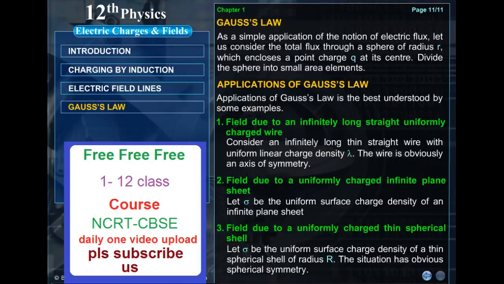Field due to a uniformly charged infinite plane sheet. Let sigma be the uniform surface charge density of an infinite plane sheet. Field due to a uniformly charged thin spherical shell. Let sigma be the uniform surface charge density of a thin spherical shell of radius r. The situation has obvious spherical symmetry.